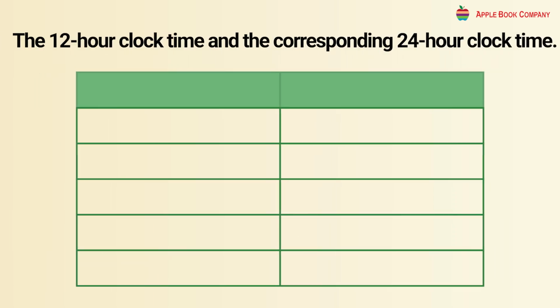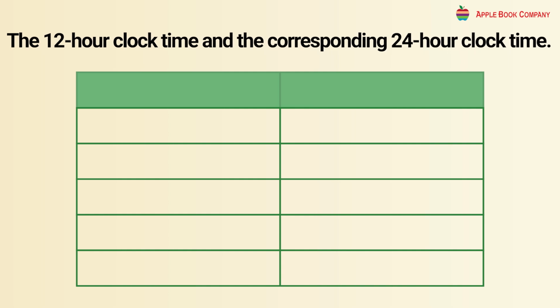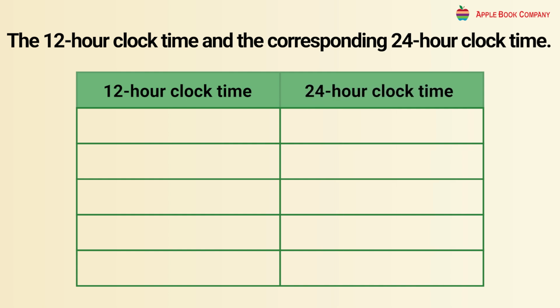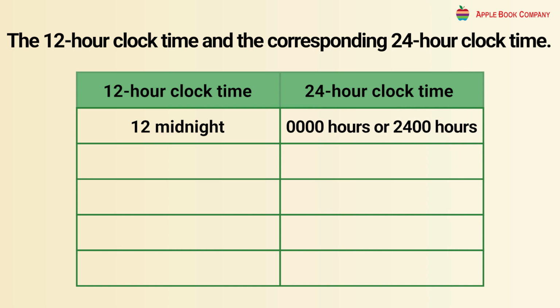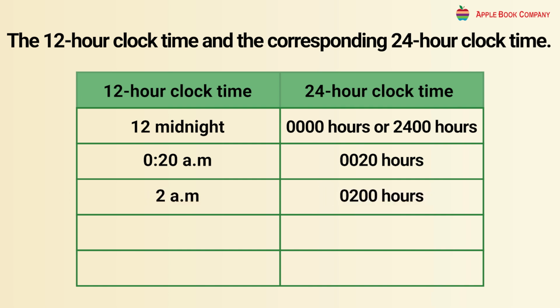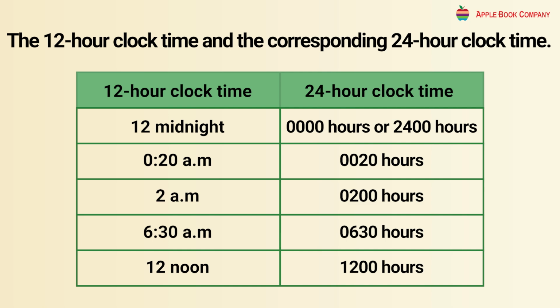The following table also shows the 12-hour clock time and the corresponding 24-hour clock time. 12-hour clock time, 24-hour clock time. 12 midnight, 0000 hours or 2400 hours. 12:20 am, 0020 hours. 2 am, 0200 hours. 6:30 am, 0630 hours. 12 noon, 1200 hours.